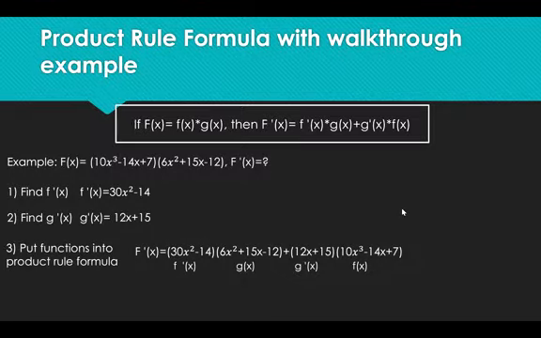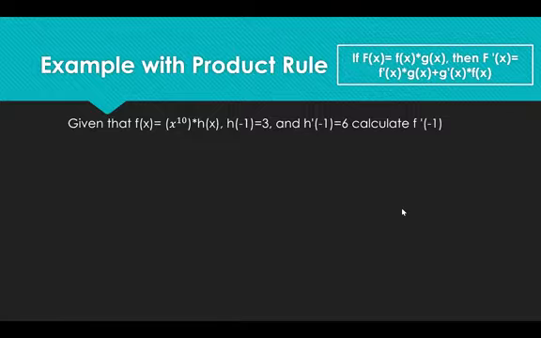Alrighty, next I'm going to go through another example of the product rule, and I have the formula here in case you need it. We have an overall function f of x equals x to the 10th multiplied by some function h of x. We are given that h of negative 1 equals 3, and the derivative at negative 1 equals 6. We want to know f prime of negative 1. There's a lot of mathy lingo going on here, and I think it scares some students, but we really just want to break down what we need to know and what we already know.